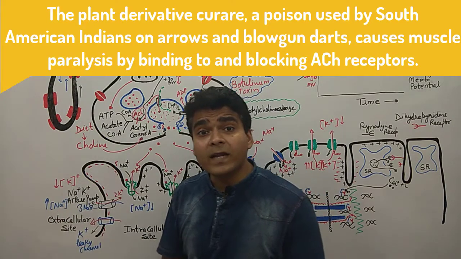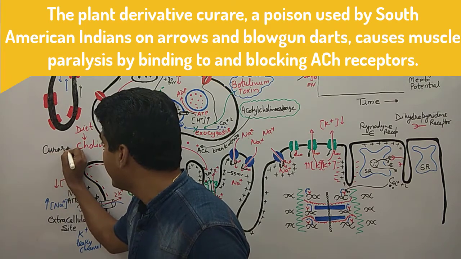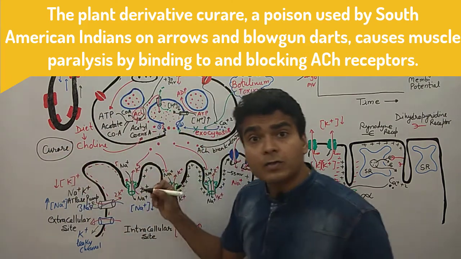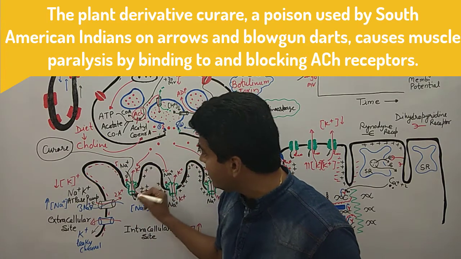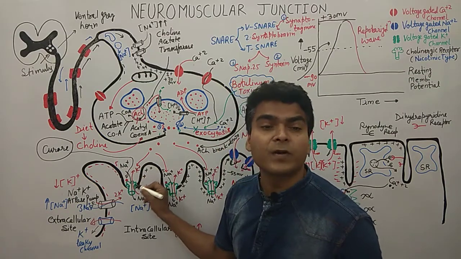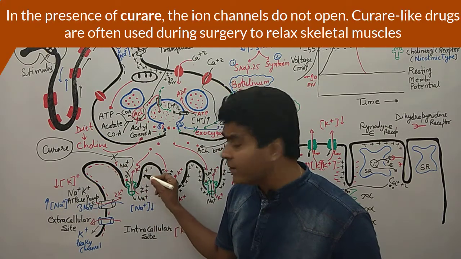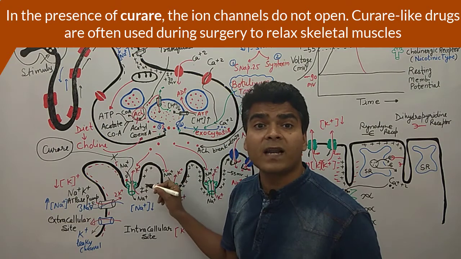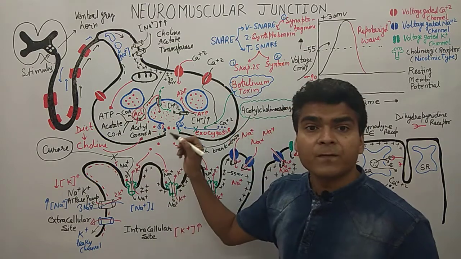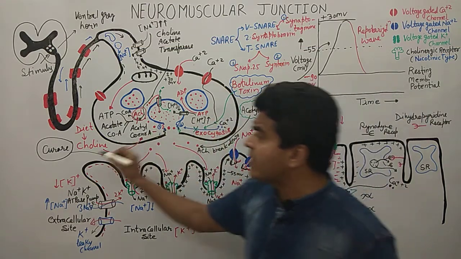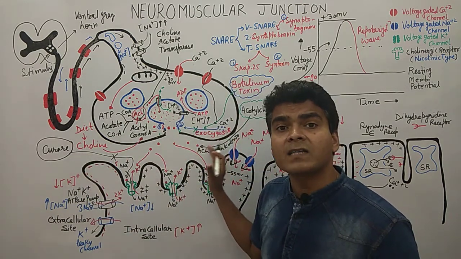Now just look at another point. Another plant is curare. This plant also inhibits acetylcholine binding. It inhibits the binding of acetylcholine with the nicotinic receptor. So what happened? If it is blocking the binding of acetylcholine with its receptor, then the contraction cycle of the muscle is inhibited. So here we have two kinds of compounds, one is botulinum toxin and the other is curare. Both are inhibiting the contraction cycle. Sometimes examiners ask questions on these points.